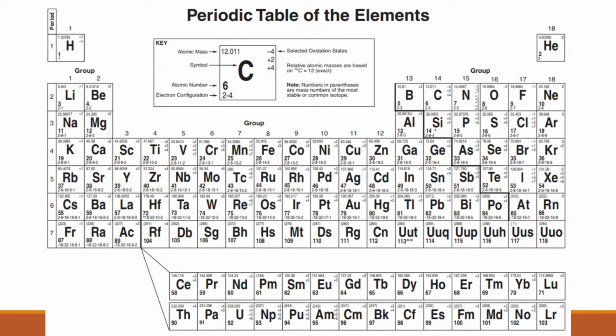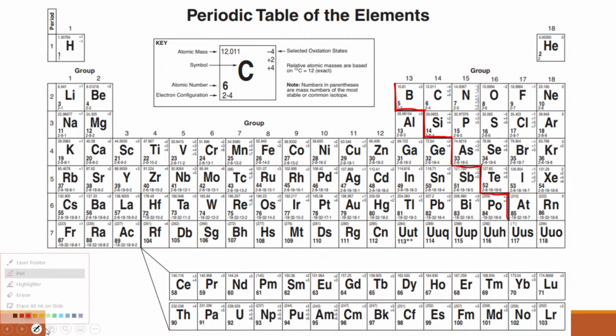Good. Right here, we've got a bolded line. We've got this bold line that runs its way diagonally down the periodic table, looking a lot like a set of stairs. So this line is our staircase. Nice and bold and easy to see. This separates our left from our right.